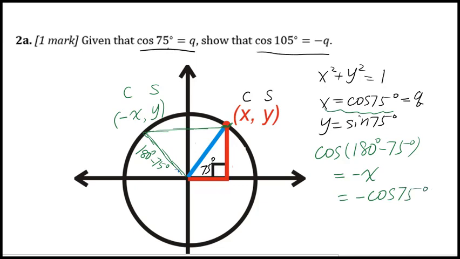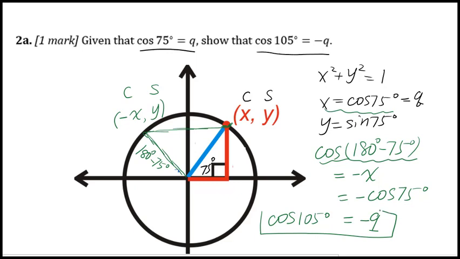From the given information, cosine 75 degree equals q. That's how you get the negative q. But for this cosine 180 degree minus 75 degree, we know that is cosine 105 degree. So in this way, we show that cosine 105 degree equals negative q.